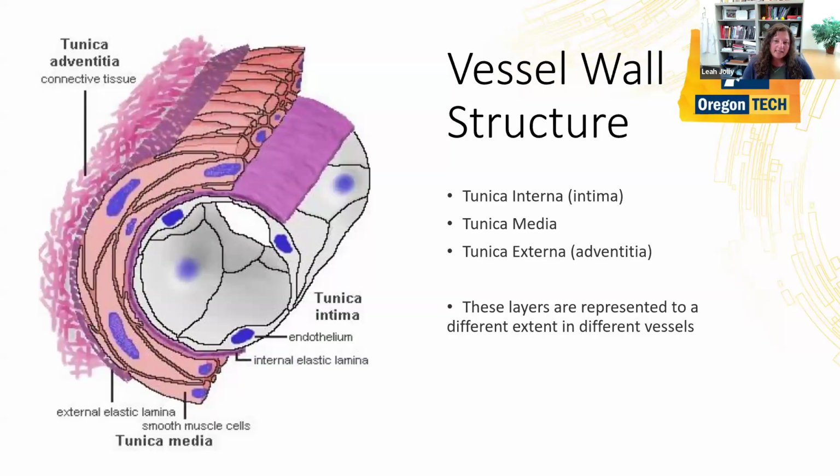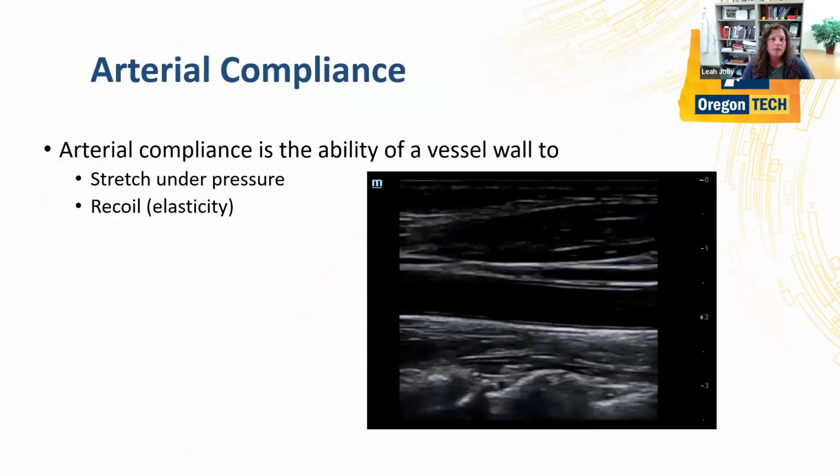So the layers are represented in different amounts depending on the vessels we're looking at. So we might have more muscle in the ones that need to expand and contract more. We might have less muscle in, say, a vein where it needs to be kind of more fluid and adjustable. So vessels are very compliant. And what that means is that they're able to stretch and return to their normal shape, kind of like a rubber band. So they can expand and return to shape as long as nothing has happened to them.